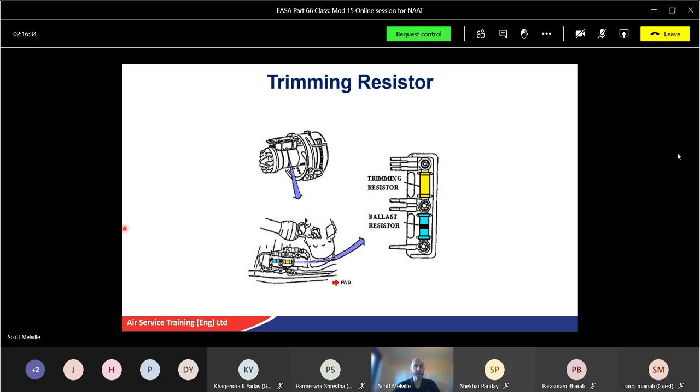So again, the trim resistor and the balance resistor will be fitted by a test bay facility prior to the engine being delivered for the aircraft.